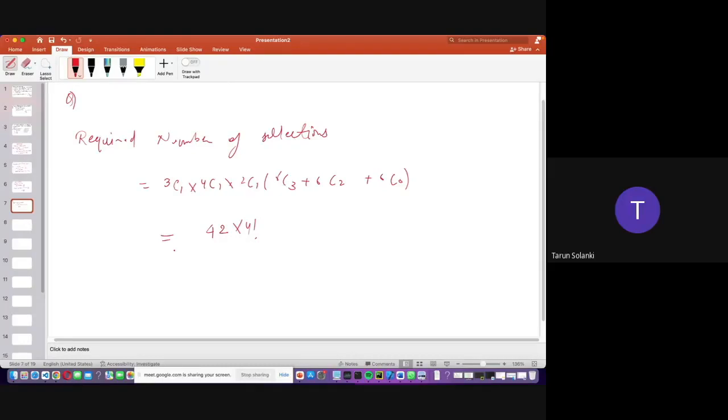Let me repeat again. A bag contains 3 black, 4 white, 2 red, and all the balls being different. So the number of selections of at most 6 balls containing balls of all the colors is. Meaning we need to take 6. So you need to select 6C3 plus 6C2 plus 6C1 plus 6C0 along with 3C1 into 4C1 for the black and the white and 2C1 for the red ones. Okay, so solving, 42 into 4 factorial.